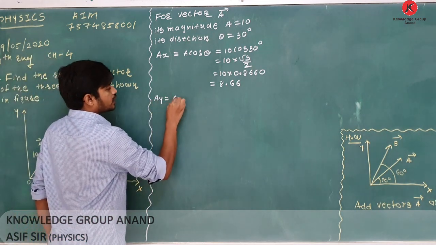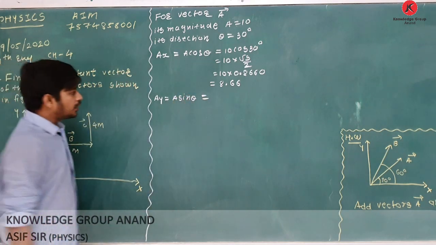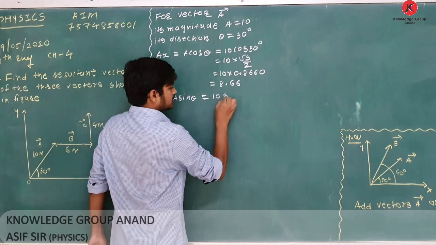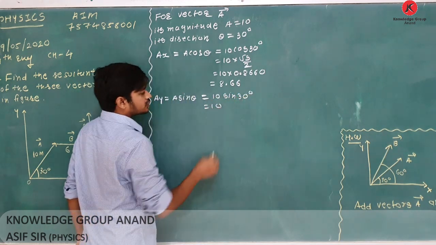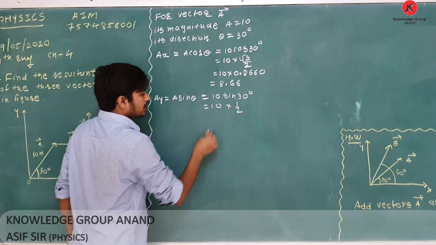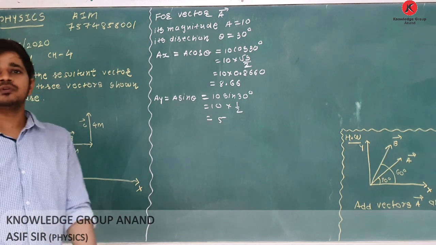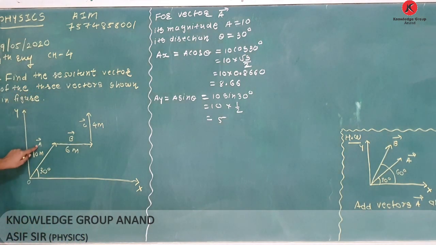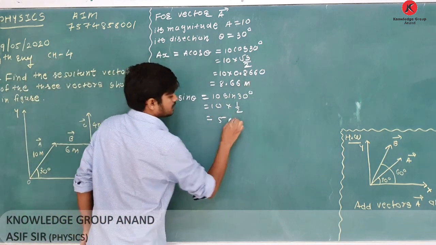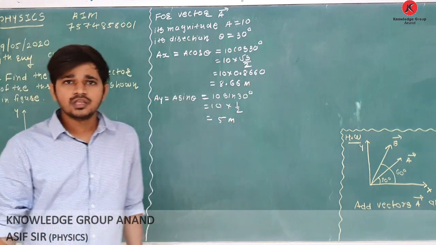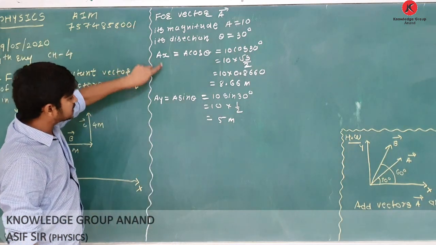Now what is the value of Ay? Ay is equal to A sin theta. What is the value of A? 10 sin 30 degree is equal to 10 times sin 30. What is the value of sin 30? It is 1 by 2, so it is 5. Clear about this? The unit of vector A is meter, so I can write this unit in meter. So for vector A, we have Ax and Ay.